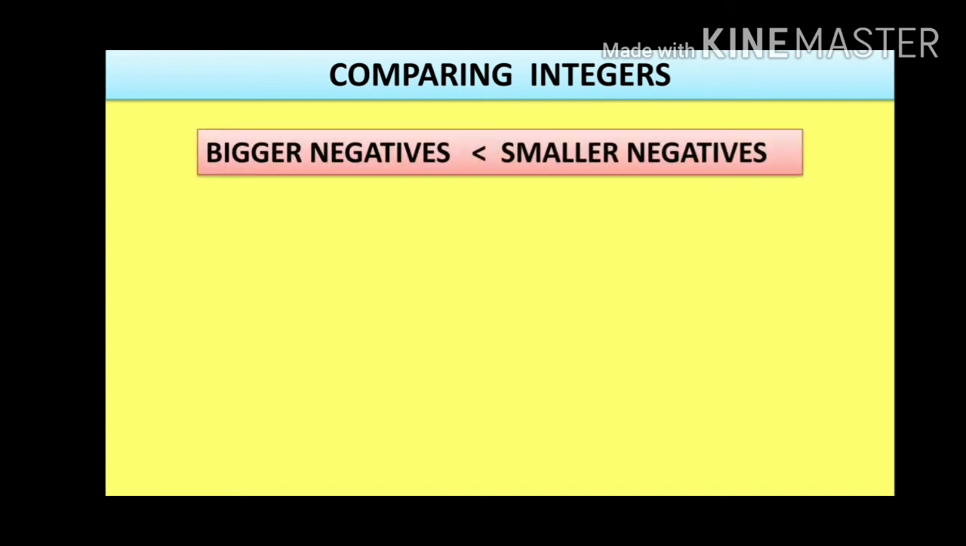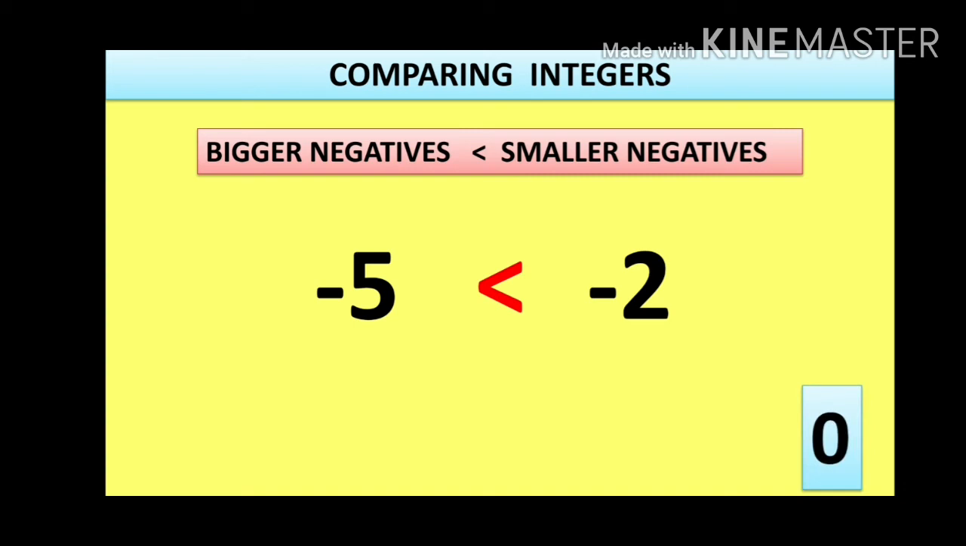Now one more thing, bigger negatives are less than smaller negatives. So minus 5 is less than minus 2. This is just the reverse. Let's take a negative number n. As n moves towards the left, far away from 0, its value decreases. We know negatives move towards the left. You can see here again, as it moves far towards the left, its value decreases. As it goes far from 0, its value keeps on decreasing. So we can see here minus 2 is nearer to 0 and minus 5 is far from 0. So for minus 5, the value decreases.